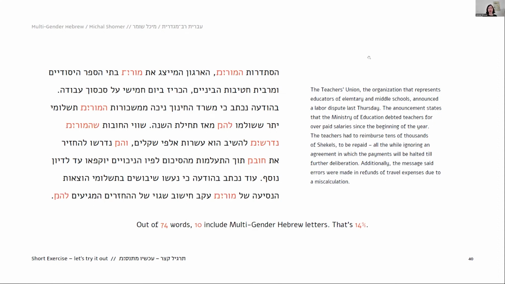Some text might be more gender neutral to begin with, so it might not include so many multigender Hebrew letters. Some other text might need to include more multigender letters to make it more inclusive, to include everyone. But you can see it's not every word of the text.